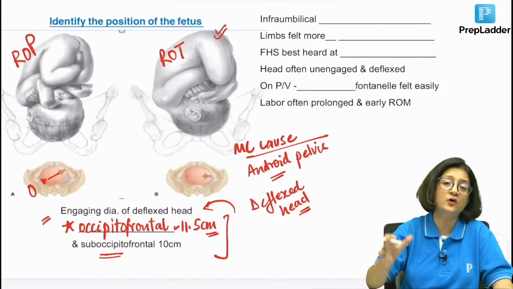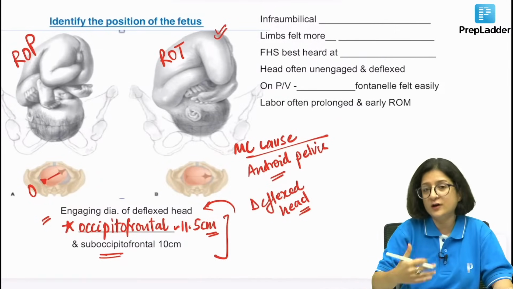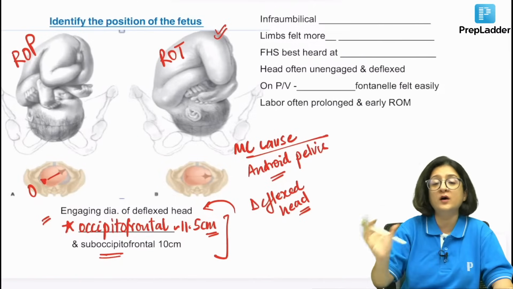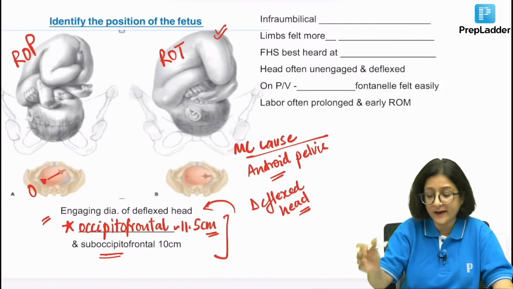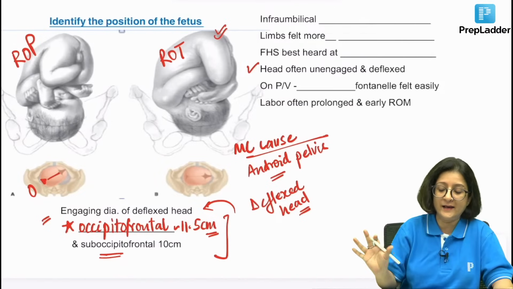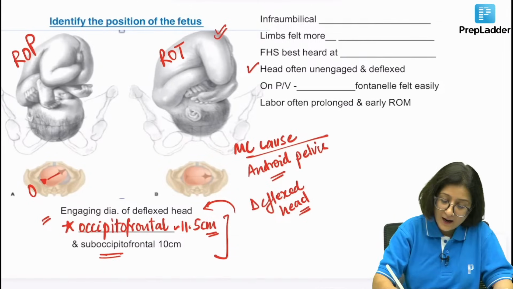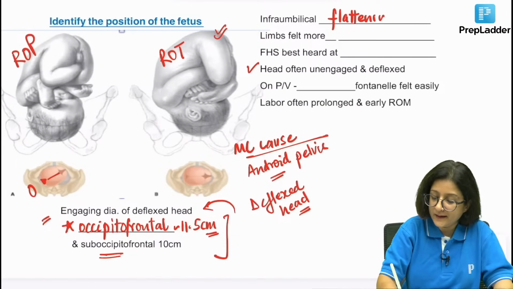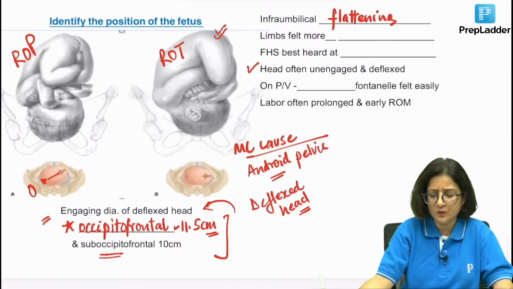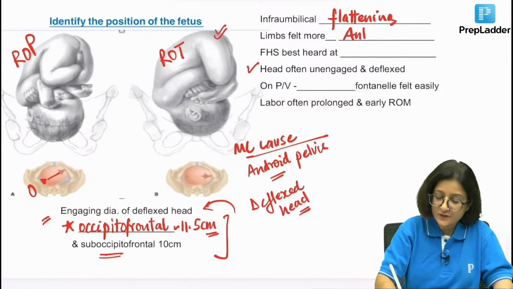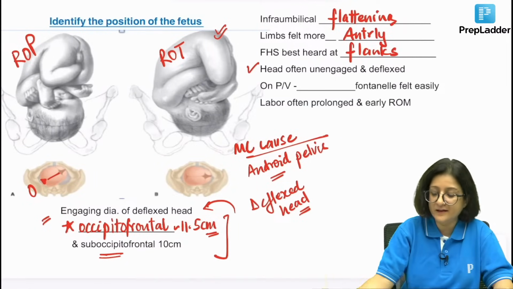Understand? So what can happen in occipito-posterior positions? The engagement could get delayed. It may take longer for the head to come down, get flexed and descend into the pelvis. So all in all, the labor could get prolonged. The head is often unengaged and deflexed. Clinical clues mentioned in the question: infraumbilical flattening on per-abdominal examination can be elicited, very subtle, but it is possible to feel for that. The limbs are felt more anteriorly, and fetal heart sound is best heard at the maternal flanks.